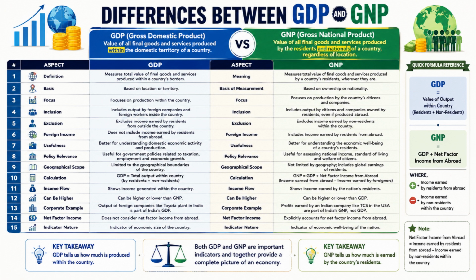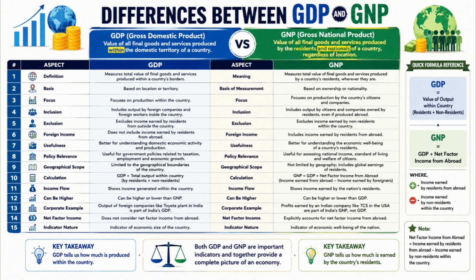Number 1. GDP measures the total value of final goods and services produced within a country's geographical boundaries, whereas GNP measures the total value of final goods and services produced by a country's residents and nationals regardless of where they are located. Number 2. GDP is based on the location or territory where production occurs, whereas GNP is based on ownership and nationality of the producers.